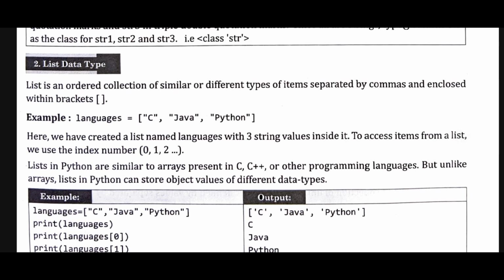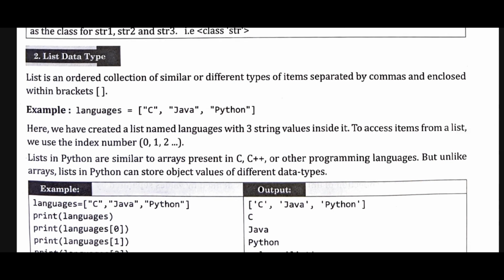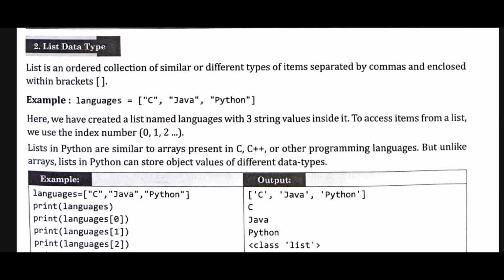So looking on to what is list data type. List data type is an ordered collection of similar or different types of items. The items can be of the same data type or different data types. So it is called as list. Now we are using square brackets to represent the lists. Suppose we are considering an example as languages. So in computer languages we have C, Java and Python. To represent the characters we are using double quotes inside it, and to separate them we are using commas. To represent it as a list we are using square brackets. So language is equal to C, Java and Python.